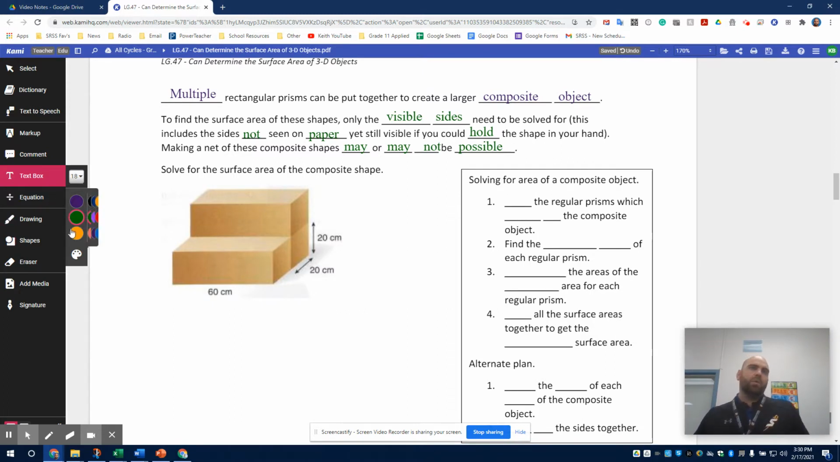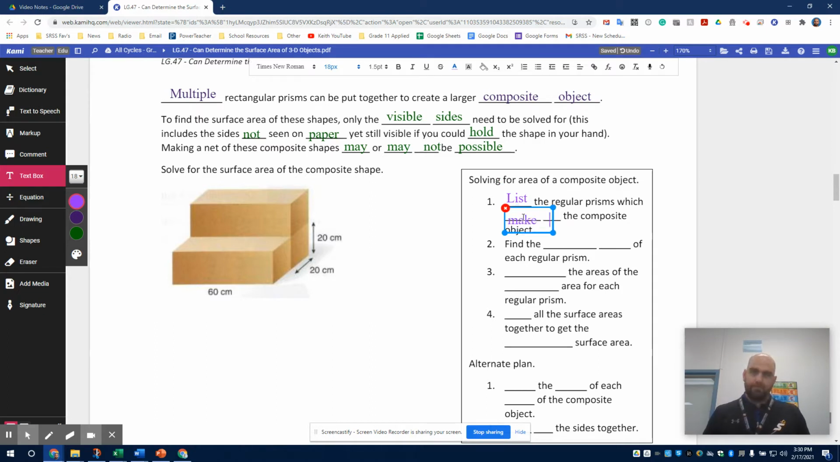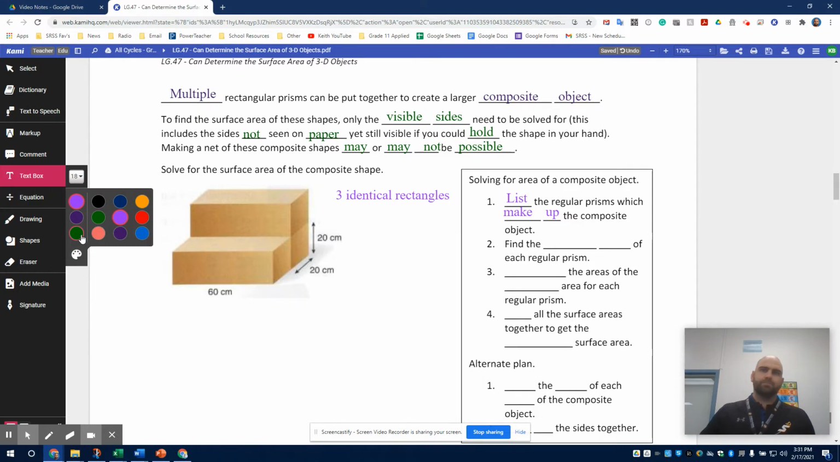Well, the first thing that we need to do is list the regular prisms which make up the composite shape or the composite object. So we need to come up with the different shapes that make it up. In this case, we have 3 identical rectangles, kind of stacked. These 2 are stacked on the bottom, and we have the third one that's been stacked up on top.